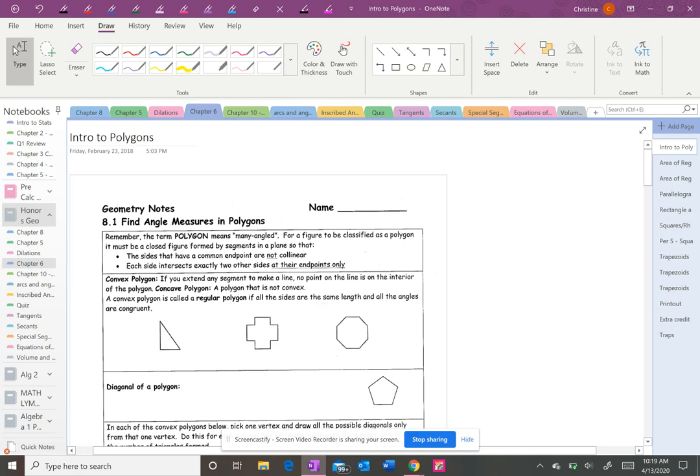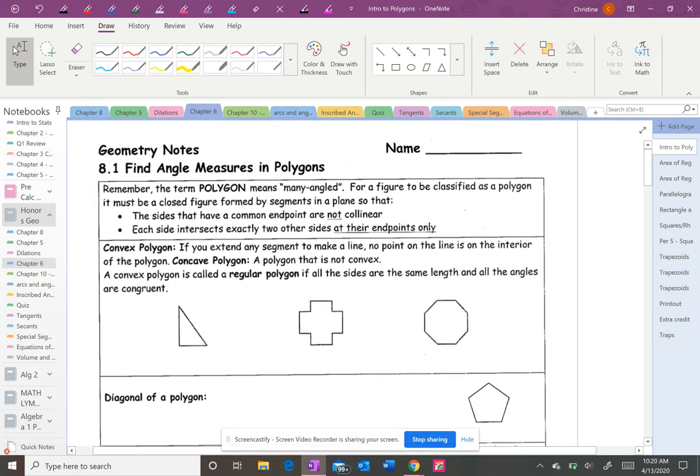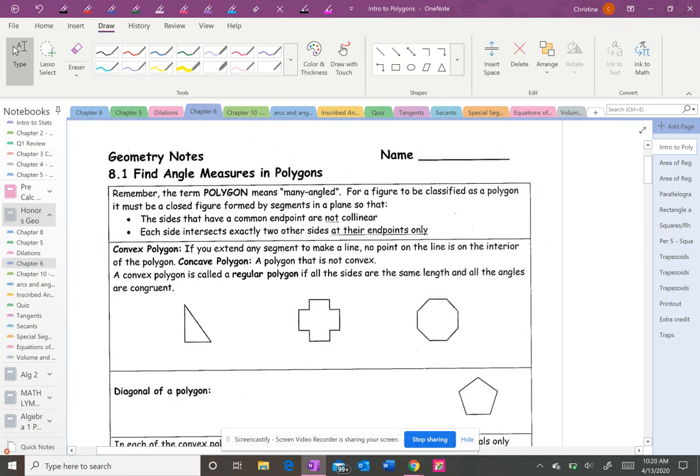Polygon is just a shape. A circle is not a polygon. It has to be a multi-sided figure. So a circle only has one side, and we're going to learn about circles after this whole chapter. If you look over here, you'll see all the other stuff that we have to learn before we do circles.